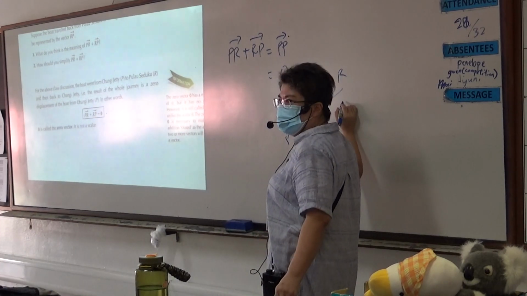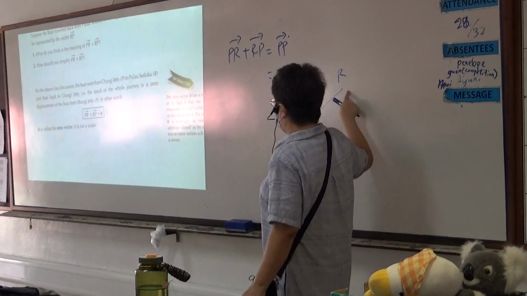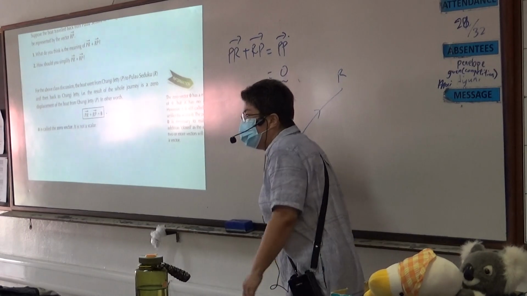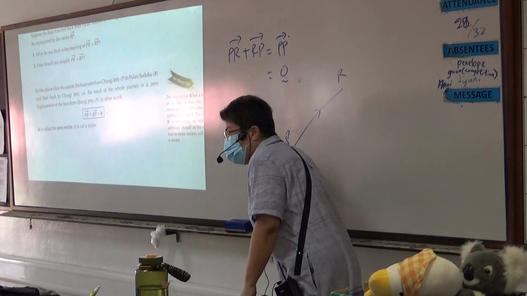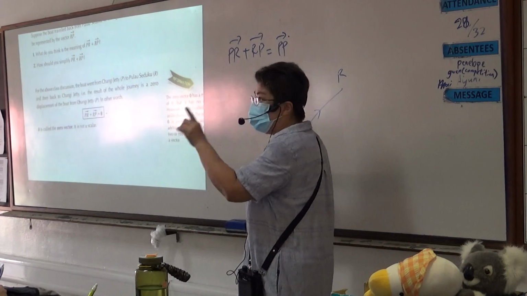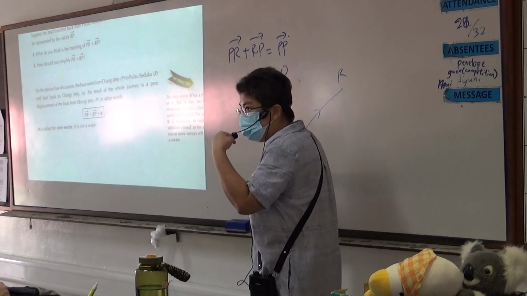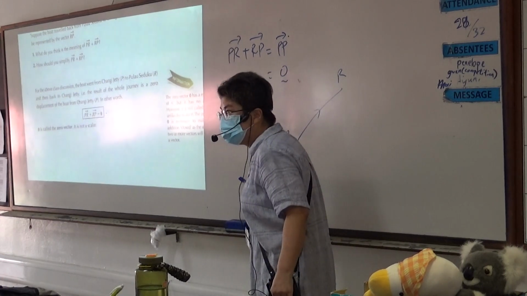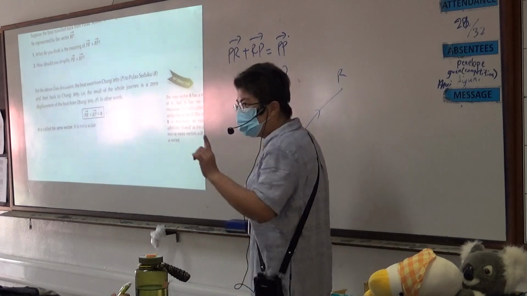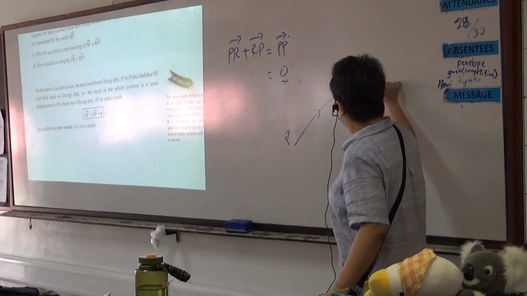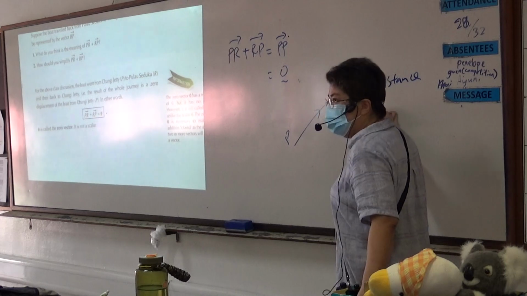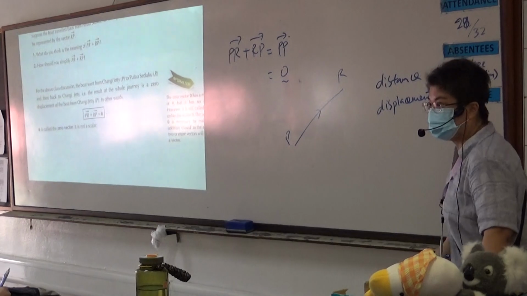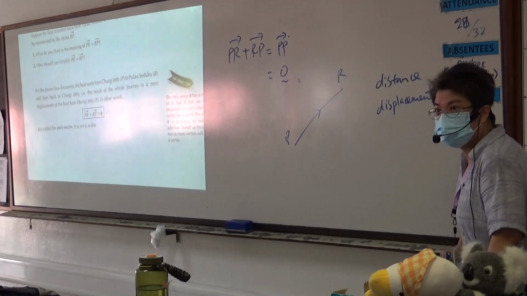That means you move from P to R. Ladies and gentlemen, look here. You move from P to R, then you move from R to P. You never move. The resultant is zero. But distance-wise, can you see that I move double this? Here and here. Total distance travelled. Understand? That's why there's a difference between distance and displacement.